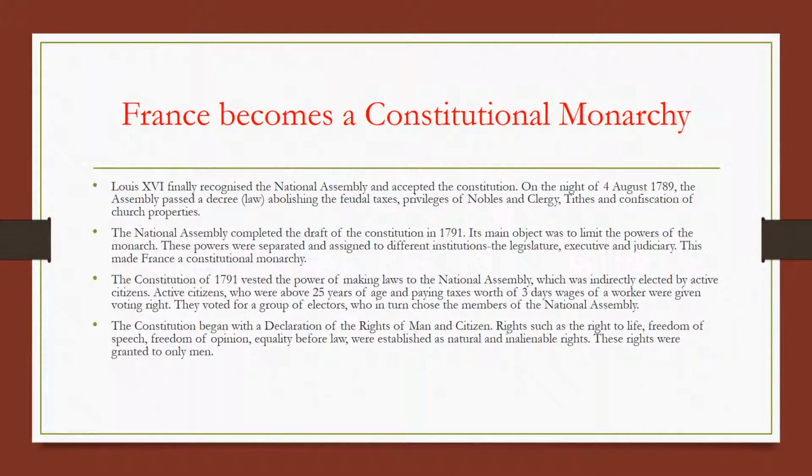The Constitution began with a declaration of the rights of man and citizen. Rights such as the right to life, freedom of speech, freedom of opinion, equality before law, were established as natural and unalienable rights. These rights were granted to only men.